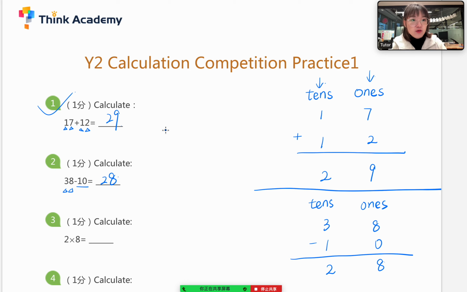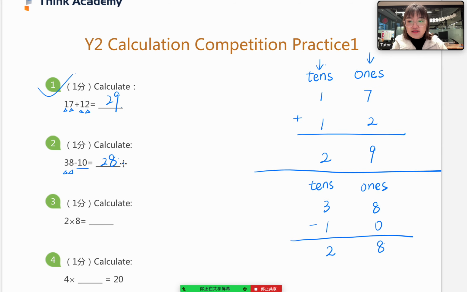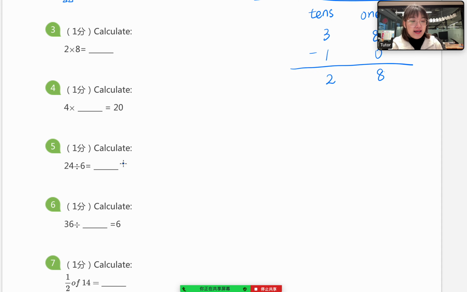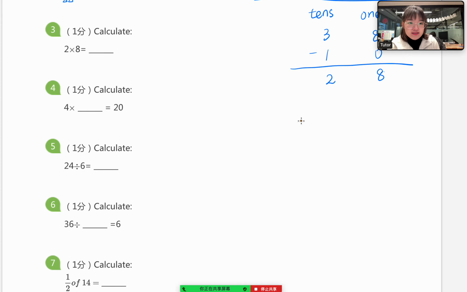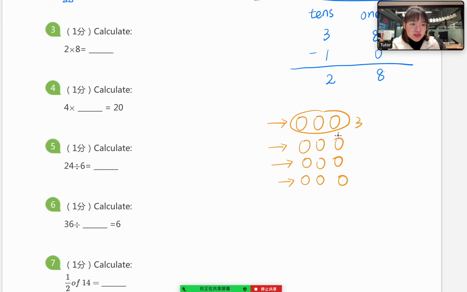Okay, so that's how we can do column addition and subtraction. I think it's easy for you, right? And now let's talk about times and division, okay? Times means lots of. So if there are 1 2 3, 1 2 3, 1 2 3, 1 2 3, so lots of circles, right? How can we know the total amount of the circles? We can see there are 1 2 3 4 rows, is it? And for each row there are 3 circles.